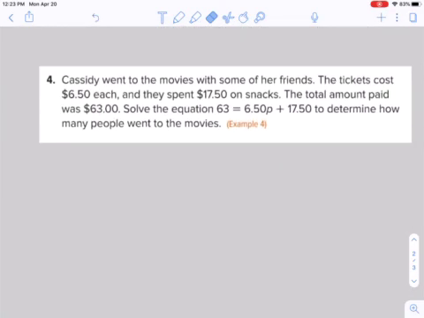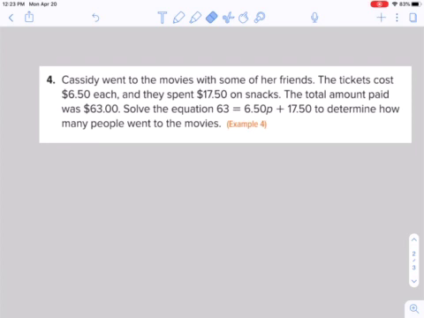So let's take a look at this problem. We got two problems we're going to go through here. So this first one is from the resource, from Guided Practice, number 4. Cassidy went to the movies with some of her friends. The tickets cost $6.50 each, and they spent $17.50 on snacks. So the total amount paid was $63. Solve the equation. $63 equals $6.50 times P plus $17.50.